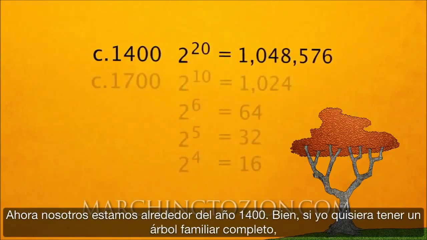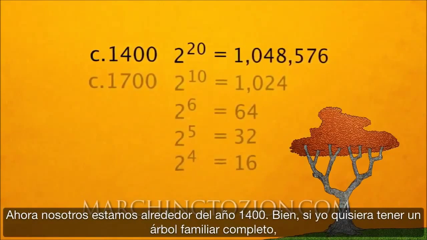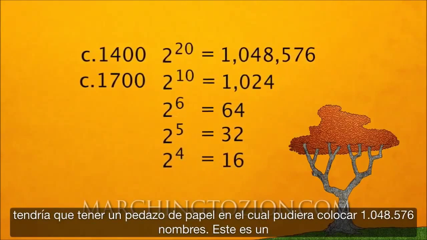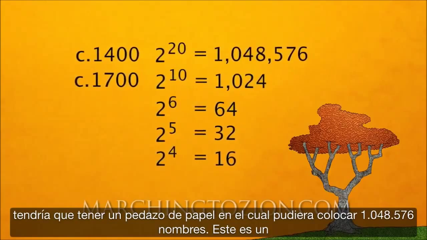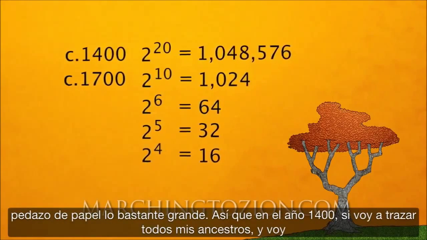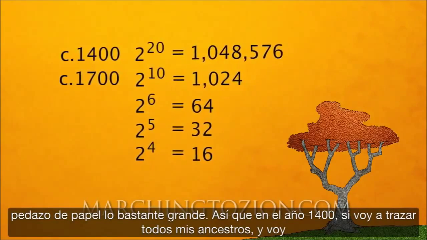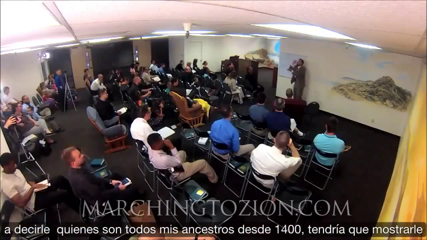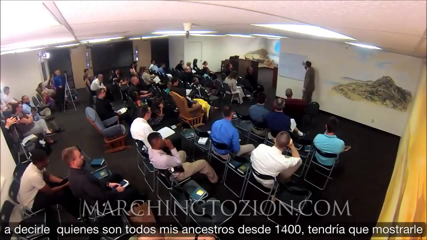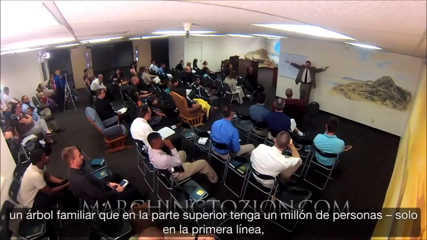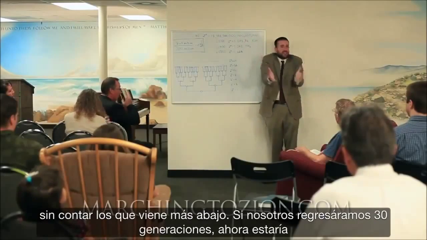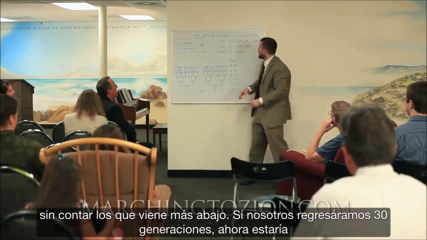So now we're back around the year 1400. Well, if I wanted to have a complete family tree, I would have to have a piece of paper that could fit 1,048,576 names. That's a pretty big piece of paper. So in the year 1400, if I'm going to trace all of my ancestors, I'm going to tell you who all of my ancestors from the 1400s are, I would have to show you a family tree that just at the top would have 1 million some people, just in the top row, let alone everything else coming downward, right?